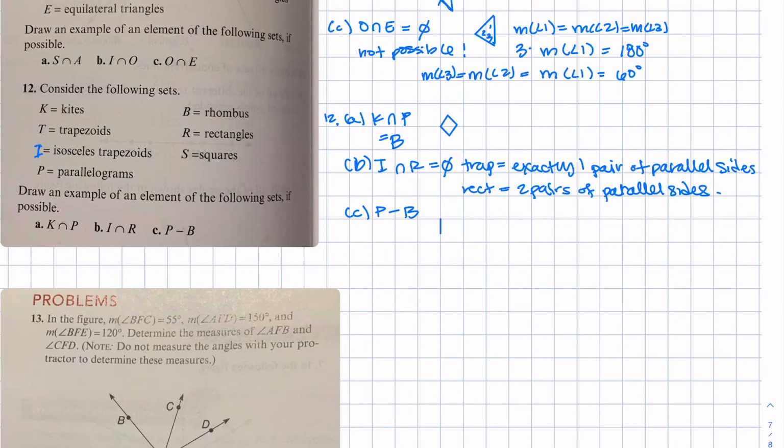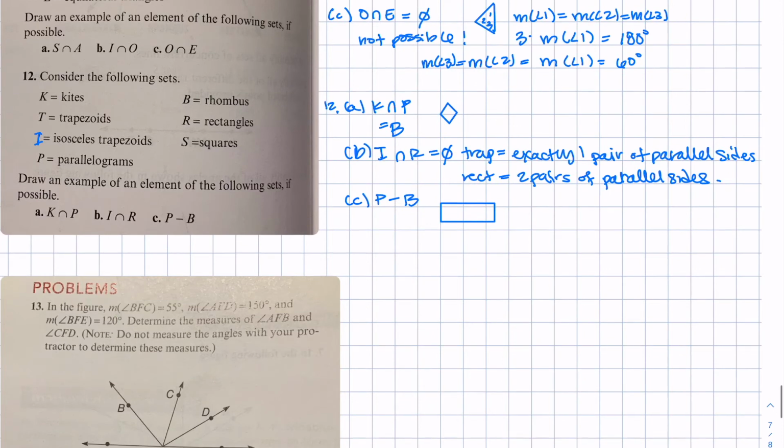Remember, rhombi have four equal side lengths. And so as long as we draw a parallelogram that doesn't have four equal side lengths, we are fine. This is, oops, let's just redraw it. There we go. So this should be the non-square rectangles, I think is all that would be in here. But there's at least one example.